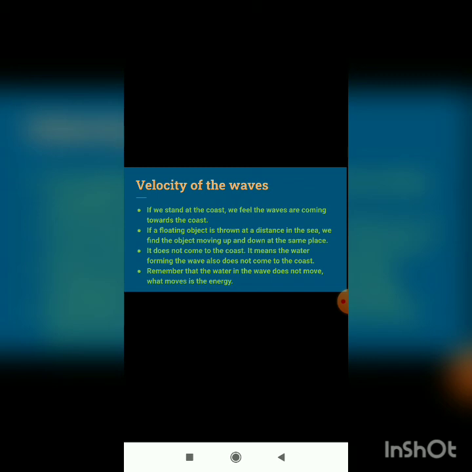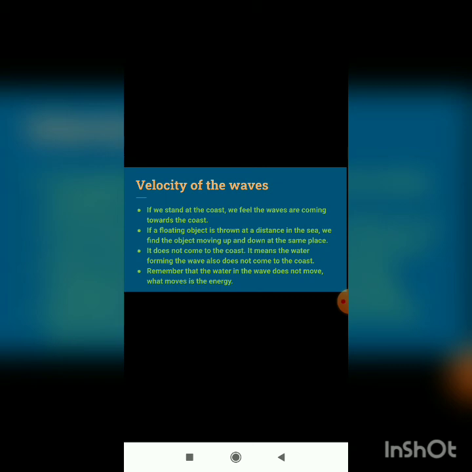If a floating object is thrown at a distance in the sea, we find the object moving up and down at the same place. What do we find? The particular object that we have thrown is moving up and down at the same place. It does not come to the coast.